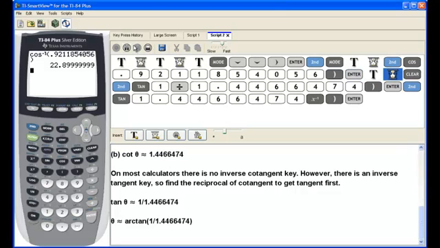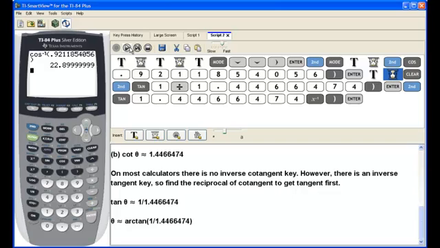Okay, next we're going to try to find a value of theta such that the cotangent of theta is about 1.4466474. Now, the problem is that on your calculator there's not an inverse cotangent key. So what you'll need to do is to first of all take the reciprocal of cotangent to get tangent, and then you'll be able to use the inverse tangent button.